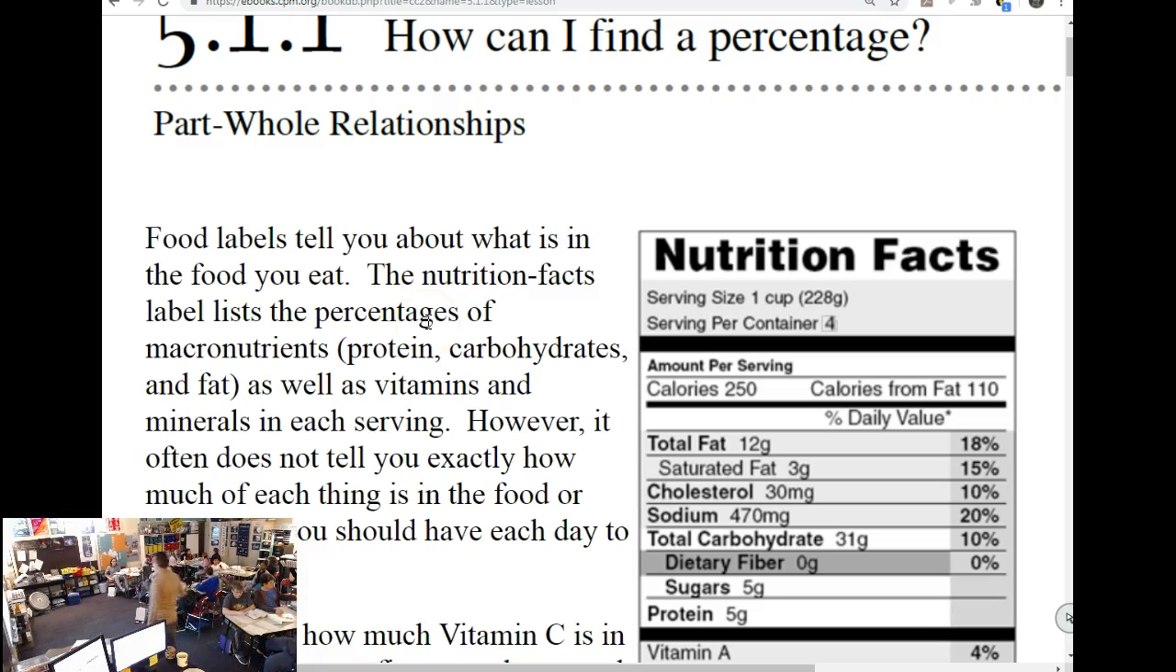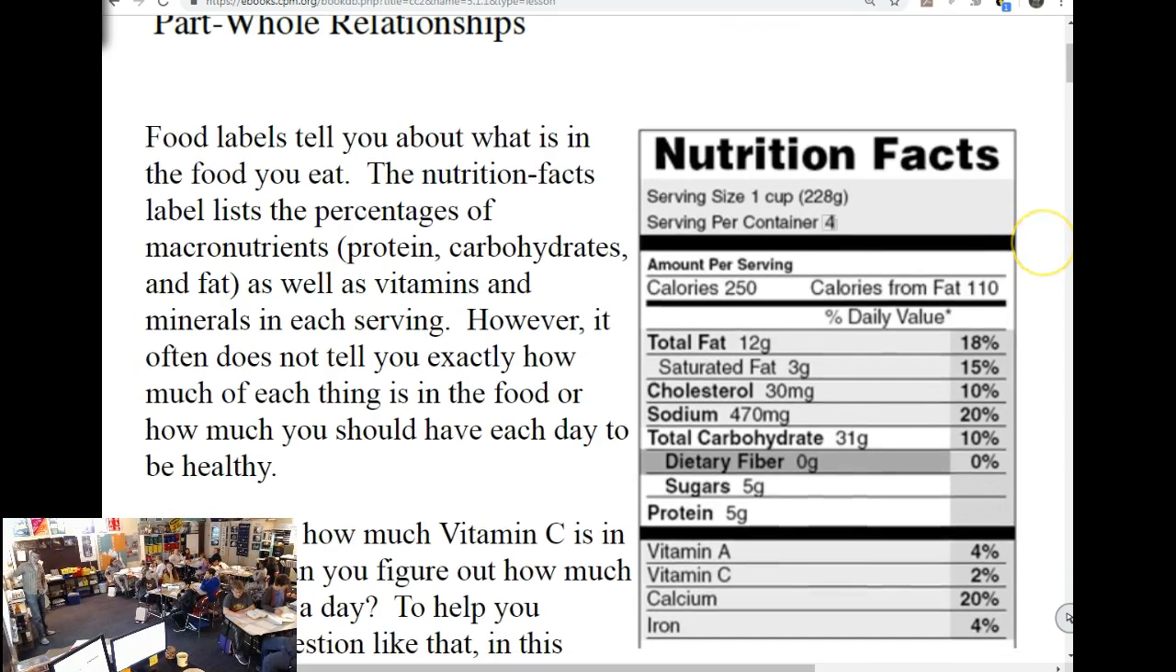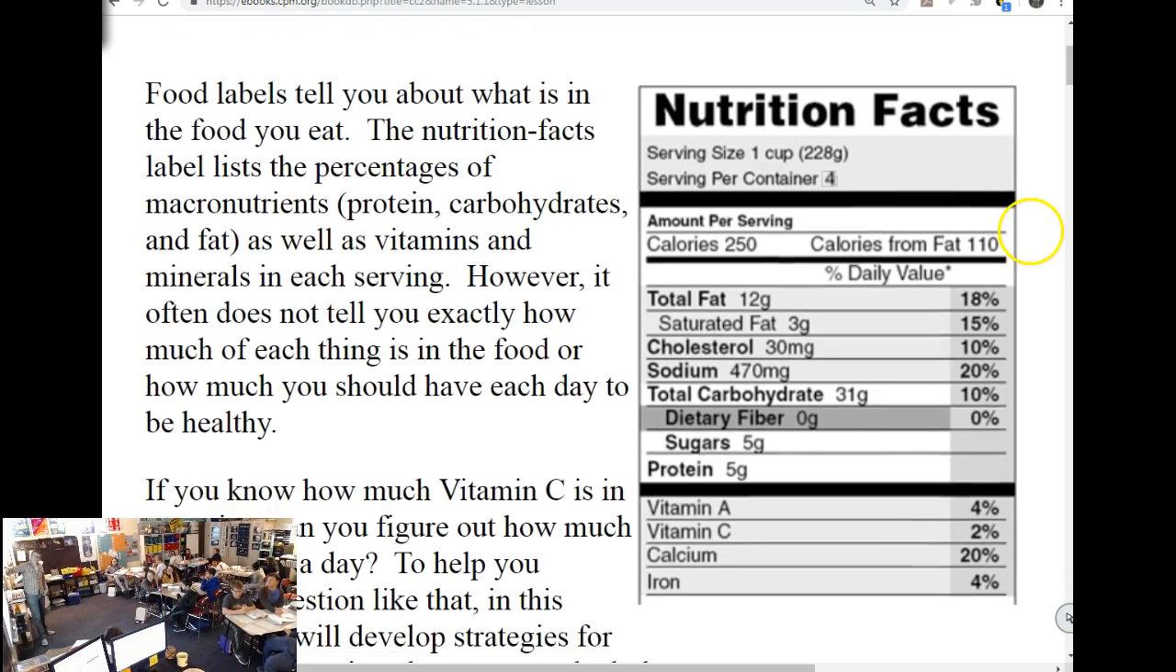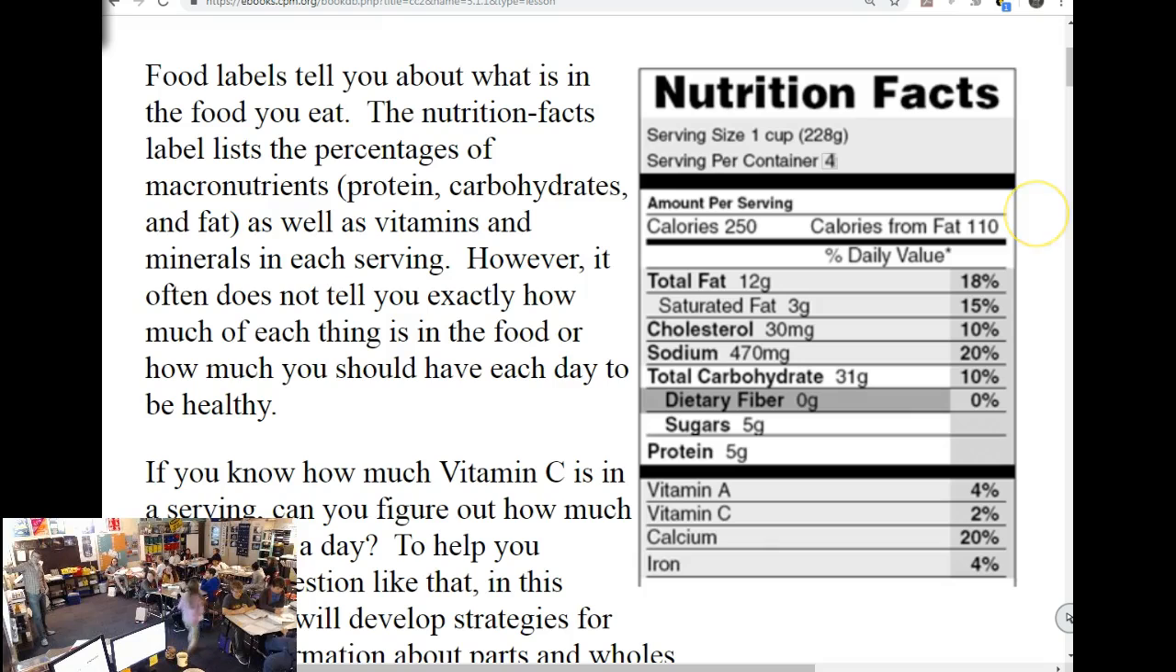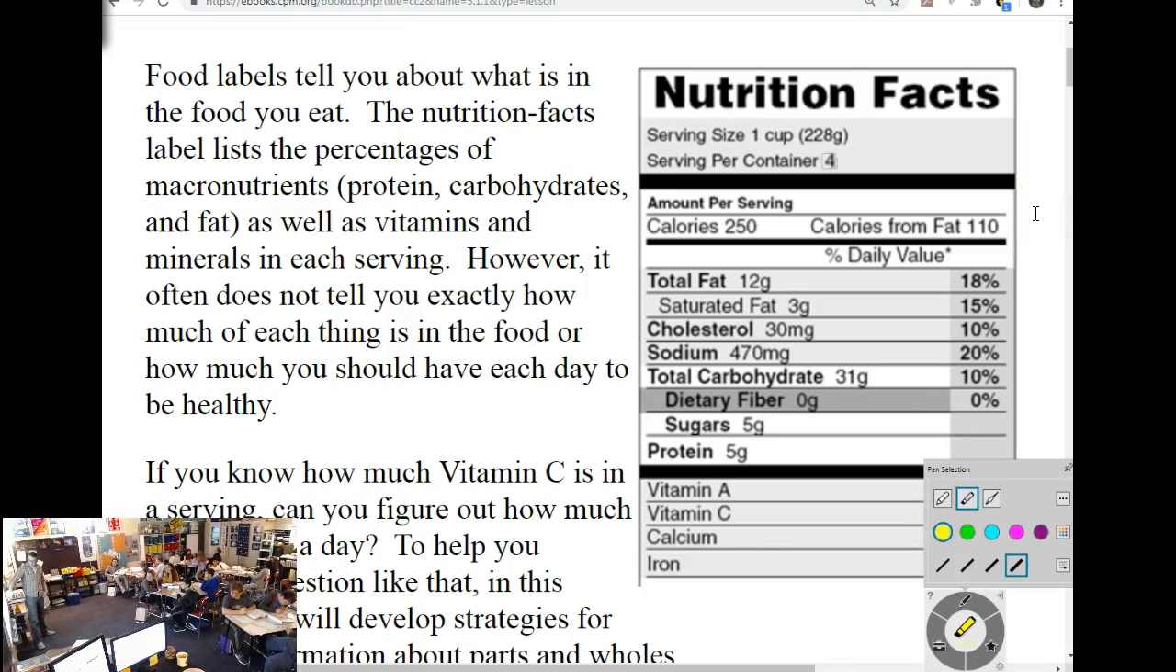Who's ever seen a food label? I sure hope so. Who understands what the food label's telling us? Kind of. Ethan, you want to give a quick explanation of what's on a food label? So basically, on the food label, it's the different fats and fibers and vitamins that are in the proteins and stuff that's in the food. Yep, it's like the chemical breakdown of what's in your food.